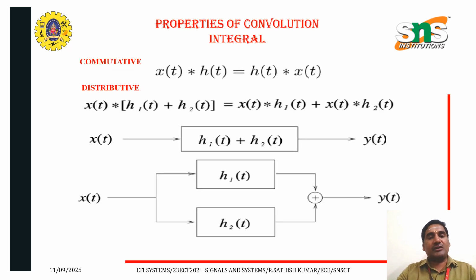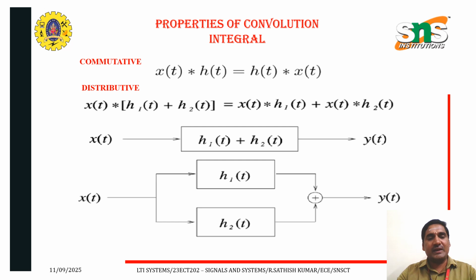Next, properties of the convolution integral. It can be divided into three properties: commutative, distributive and associative. Commutative: x of t into h of t is equal to h of t into x of t. Distributive: x of t into h1 of t plus h2 of t is equal to x of t into h1 of t plus x of t into h2 of t.